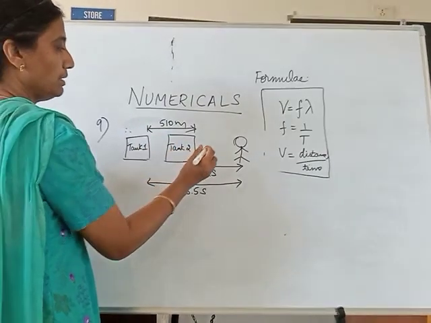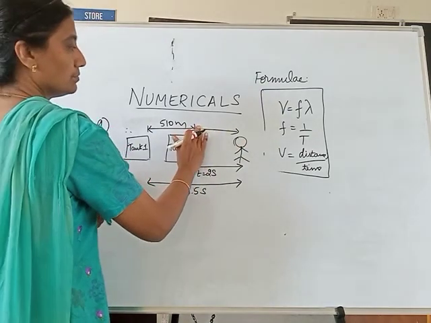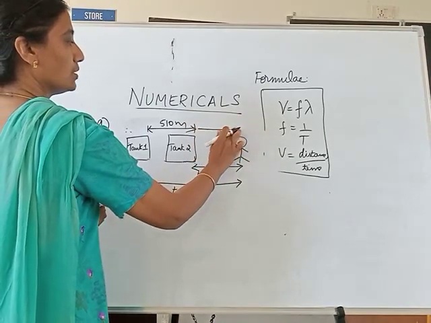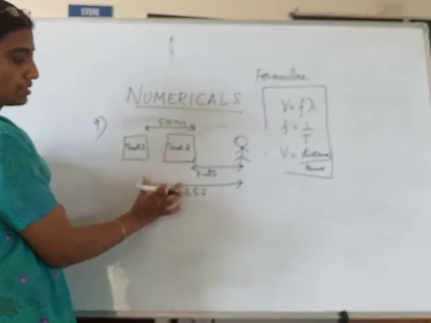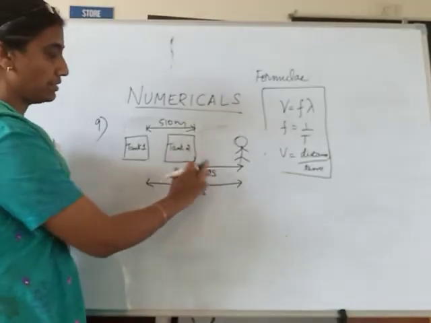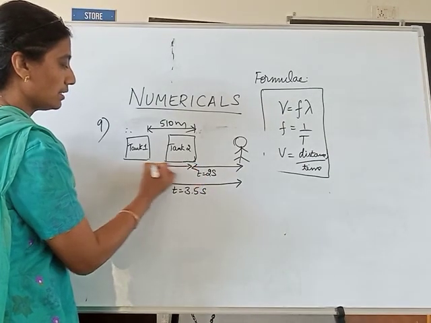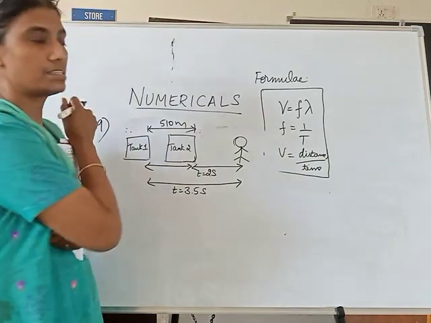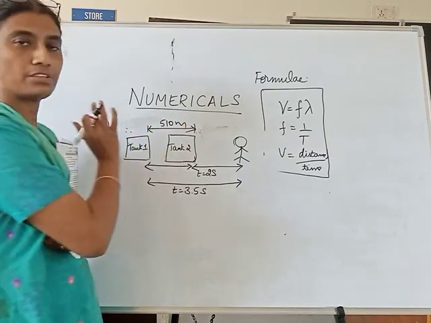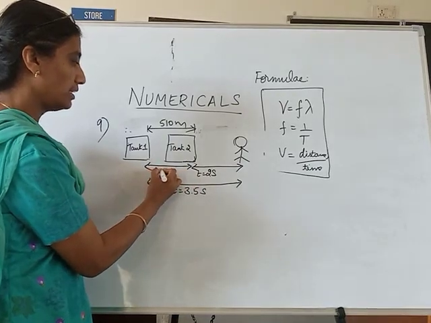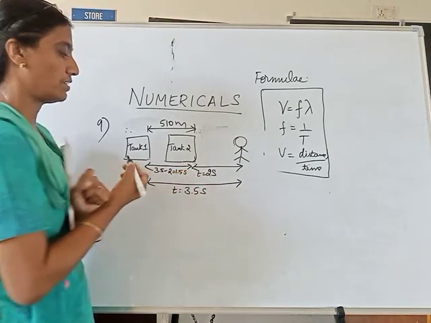So, let me assume the distance between the tanks. What is the time taken in this distance? The times they have given are from tank 2 to the observer and tank 1 to the observer. We need the time taken by the sound to travel from tank 1 to tank 2, because the distance is given for that only. What will be that? 3.5 minus 2. This is 3.5, this is 2, so 3.5 minus 2 is 1.5 seconds.